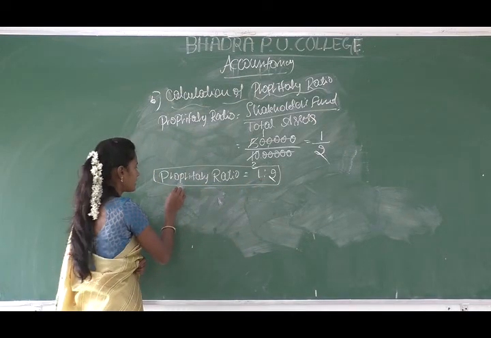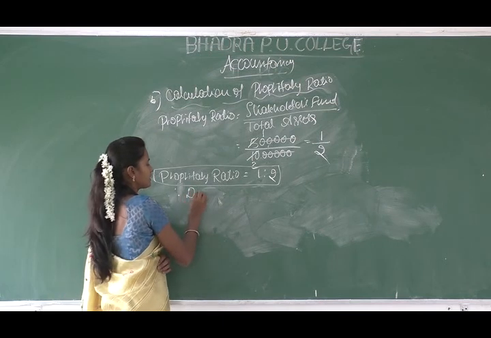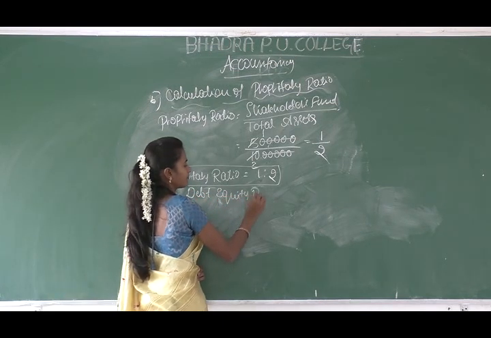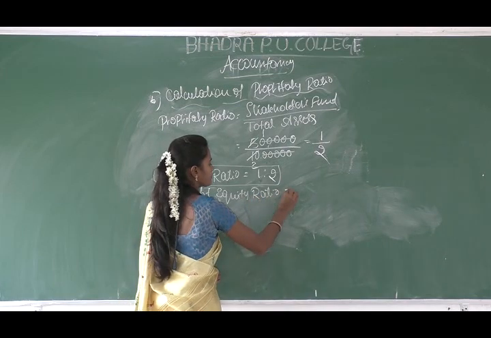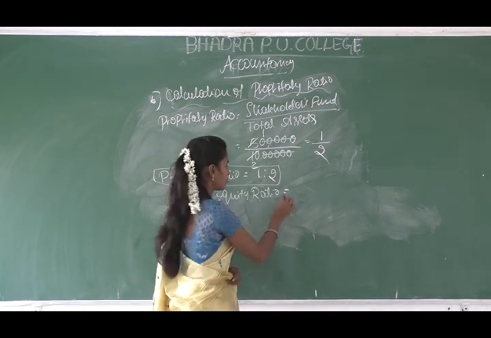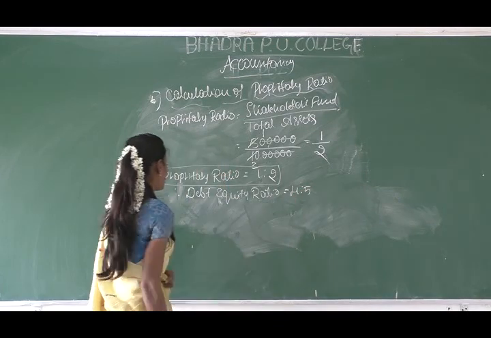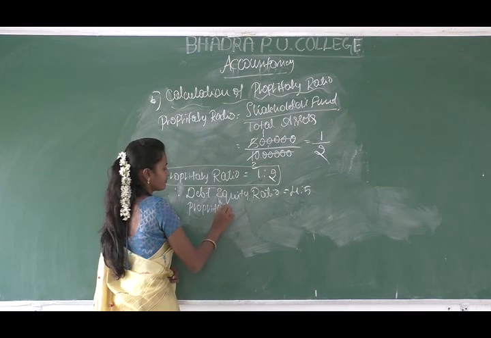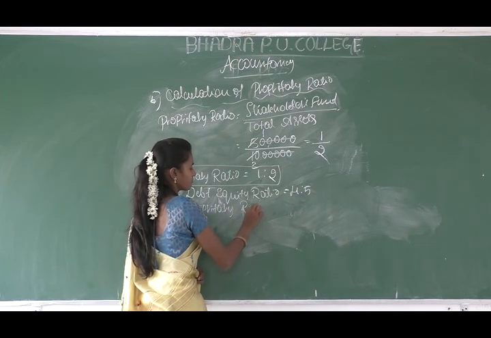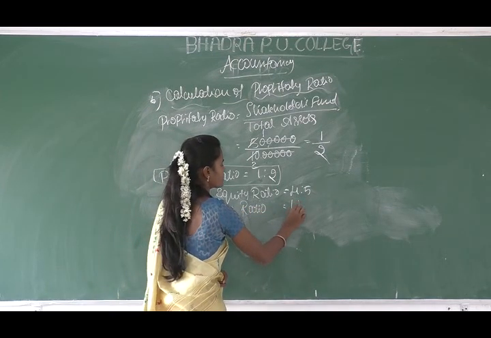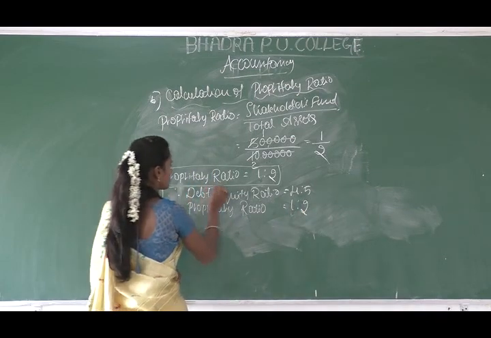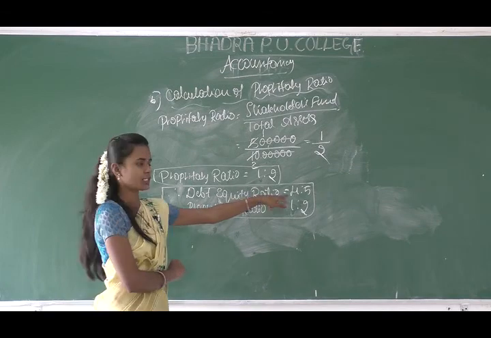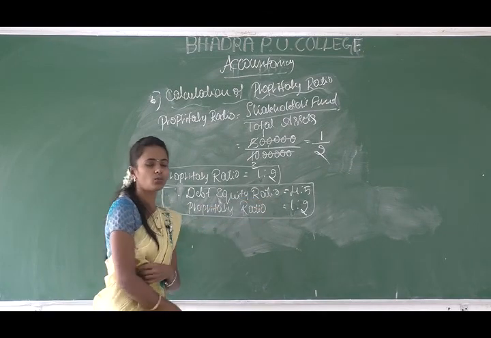Okay. So finally our answer is, debt equity ratio is equal to 4:5 and proprietary ratio is equal to 1:2. So this is our final answer. Okay, so debt equity ratio 4:5 and proprietary ratio 1:2.